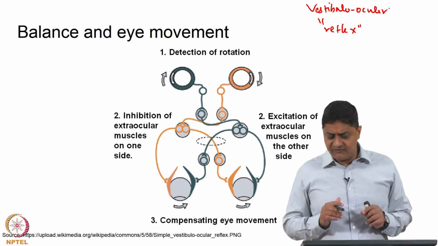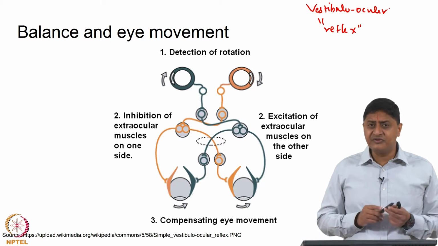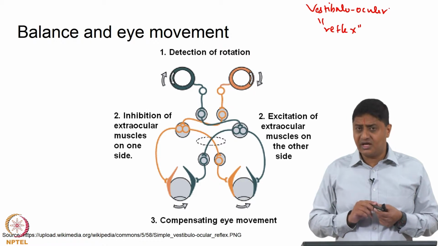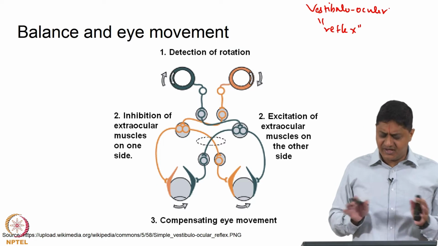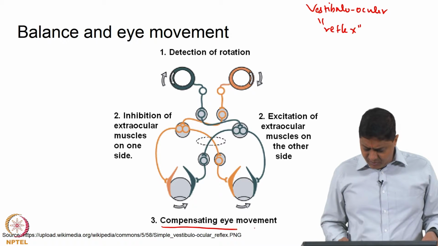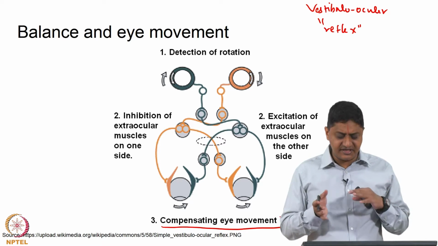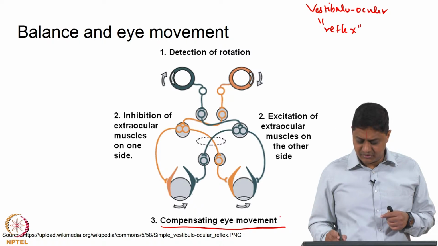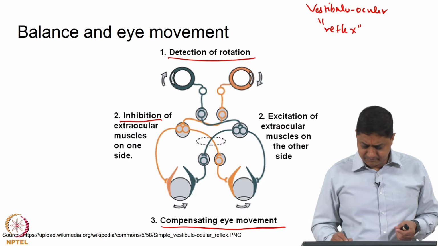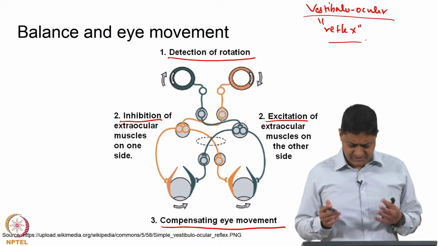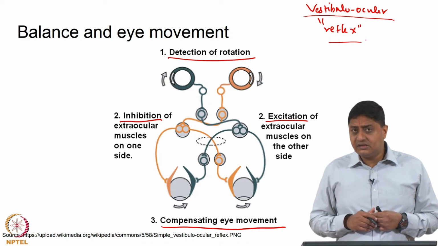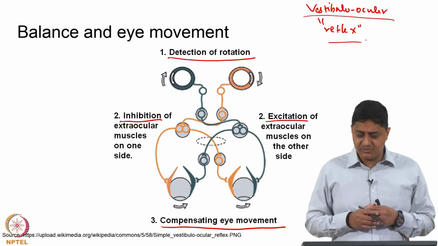It is actually very easy, very possible for healthy individuals to fixate on objects or to perform smooth pursuit actions while they are moving their head. This is a very normal thing. So, how is this accomplished? By performing compensatory eye movements through relative inhibition and excitation of the extraocular muscles on either side. Okay. So, this is called the vestibulo-ocular reflex, right.